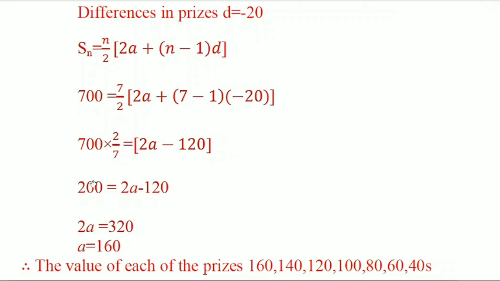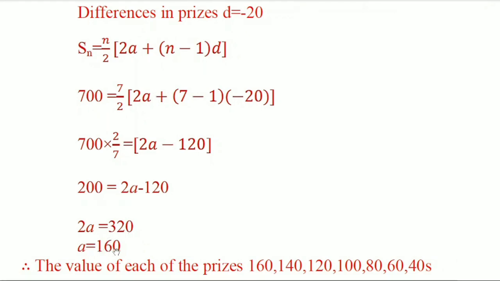So here 7 ones are 7 hundreds, so that means we got 100 into 2. 100 into 2 will become 200. So 200 is equal to 2a minus 120. Therefore 2a equals 200 plus 120, which is 320. So therefore a is equal to 160.